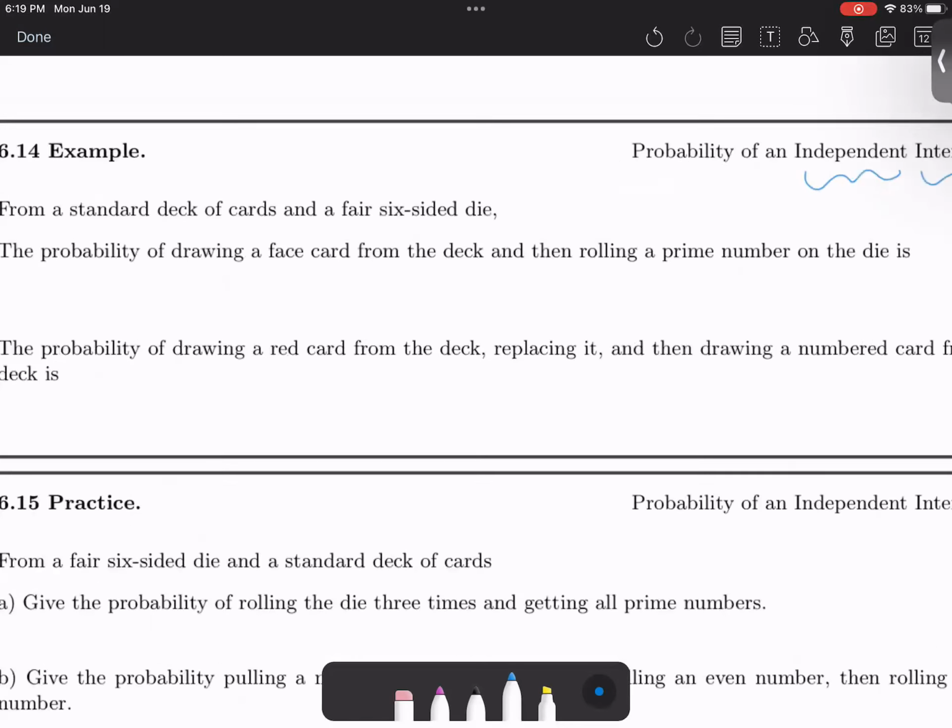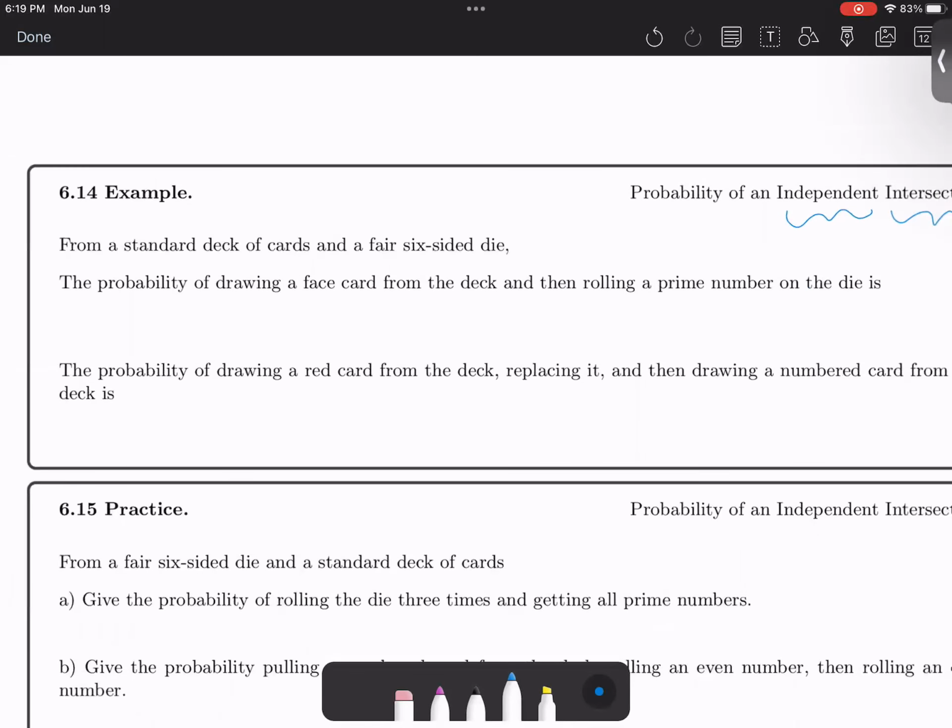So let's think about this first case. The probability of drawing a face card from a deck and then rolling a prime number on a die. So one, these are independent because the die roll is not going to be able to tell what happened on the card draw, right? It's an intersection because I'm looking for two different things to happen. I'm looking for an event where multiple conditions need to be met. I need to pull a face card from the deck, and I also need a prime number on the die.